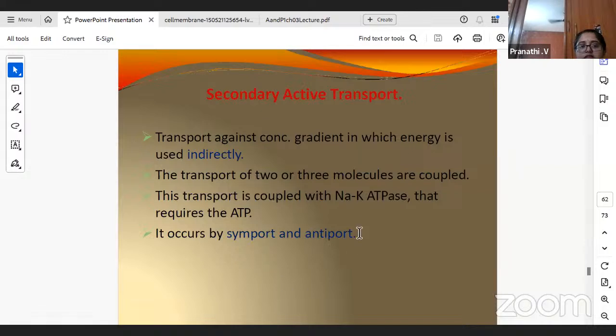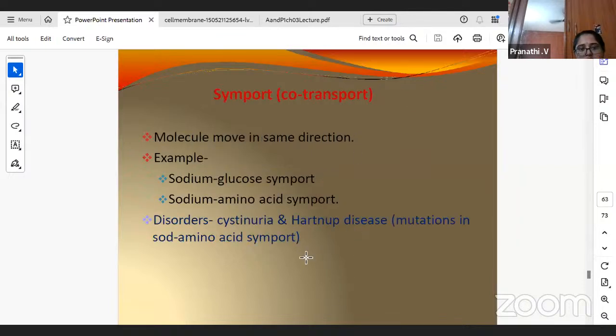Secondary active transport: symport and antiport. Antiport is the exchange of different ions taking place. Symport is also known as co-transport, so you have both sodium and glucose coming inside simultaneously. If at all there is any issue, you have diseases formed, such as cystinuria and Hartnup disease.